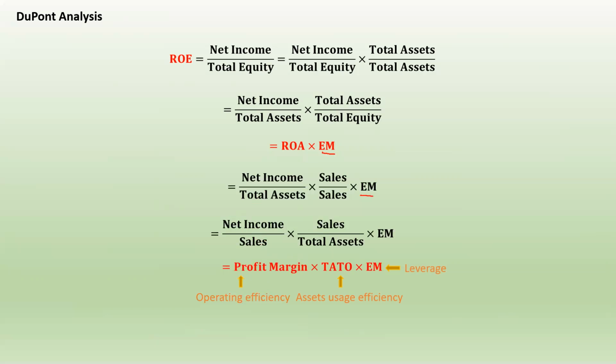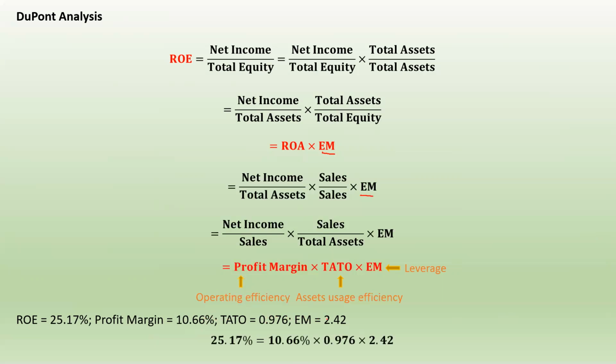So the return on equity is determined by 3 factors. The first factor is how efficiently the firm operates. The second factor is how efficiently the firm uses assets. And the third factor is leverage. So the profit margin for this firm is 10.66, total assets turnover 0.976, equity multiplier 2.42. We multiply those 3 numbers, and it equals 25.17, which equals return on equity. The equation holds.